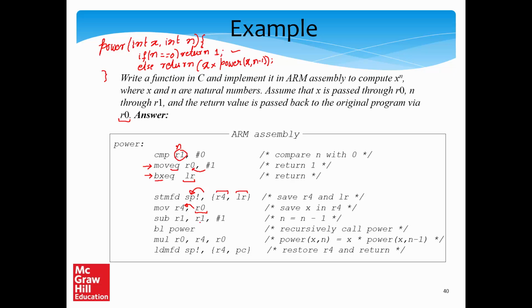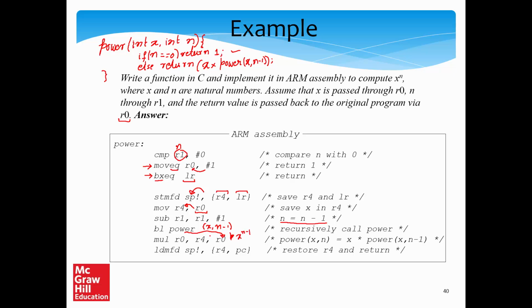Subsequently, we subtract R1 by 1 because R1 contains n. So this is equivalent to n equals n minus 1, and we call power. So mind you, in the power function, what are the arguments that have gone? The arguments that have gone are x and n minus 1, and the final result of the power function is in register R0, which contains x to the power n minus 1.